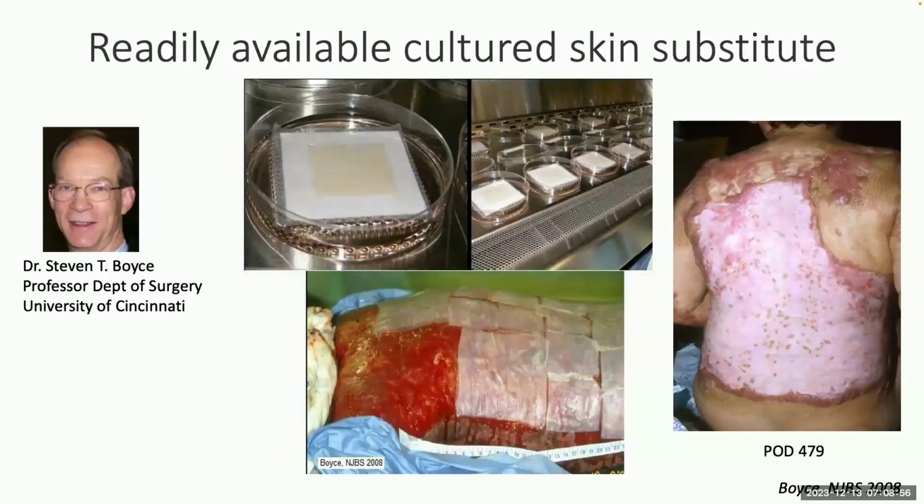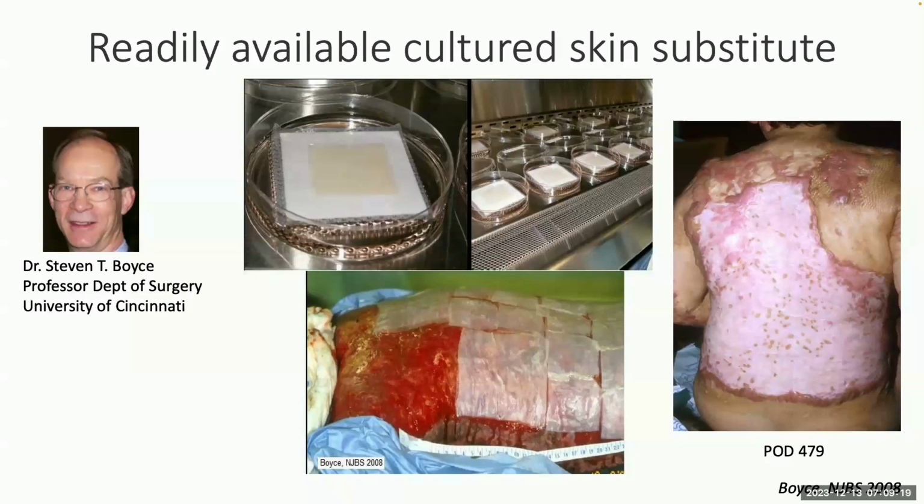I'm not going to go into the details of my PhD, but I'm just going to go into some of the things that I did while I was doing my PhD. So I got to work with Steve Boyce. He's a professor in the Department of Surgery at the University of Cincinnati, and he's one of the pioneers of cultured skin substitute. So what you're seeing here in your slide is how he was producing the skin substitute.